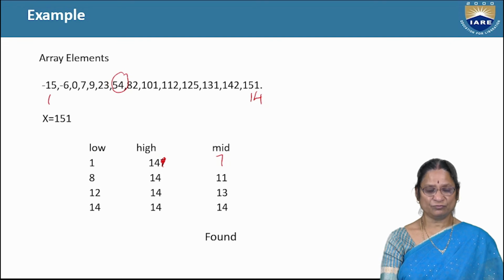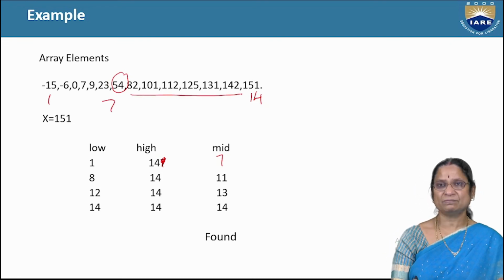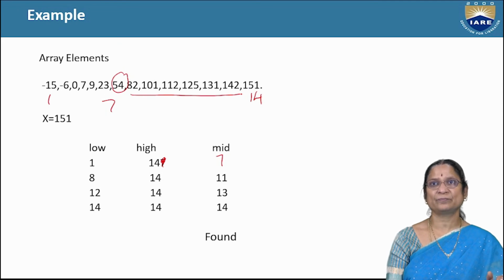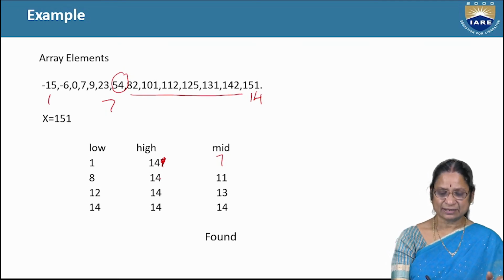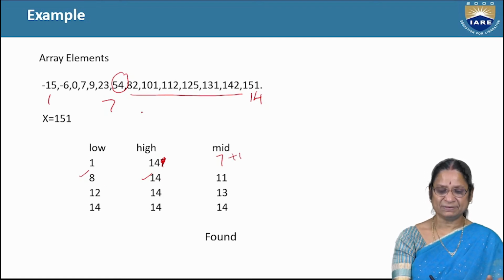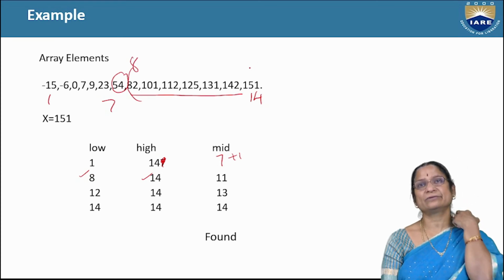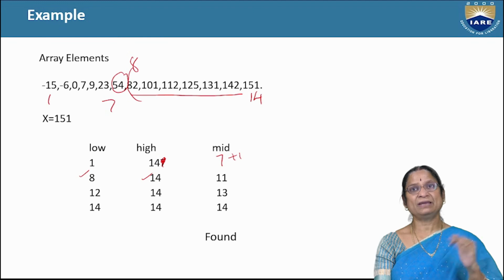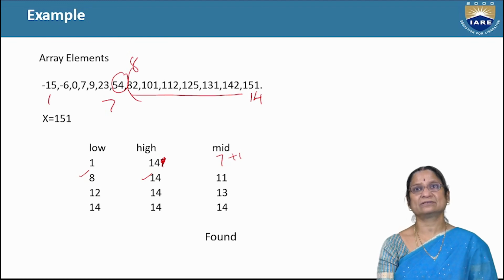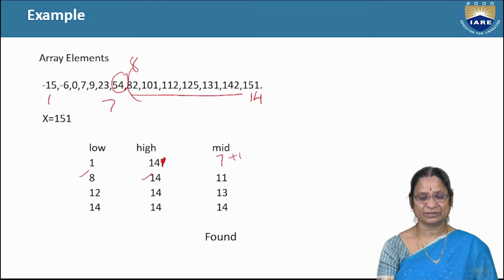With 54 I am comparing. 151 is greater than 54. So what is my list? My list is going to be the second half. Second half means high remains as it is, and low will become mid plus 1, that is 7 plus 1, which is 8. That means now my list is reduced to the 8th element through the 14th element. All remaining elements are not considered. Now you observe how much the number of comparisons is reduced.